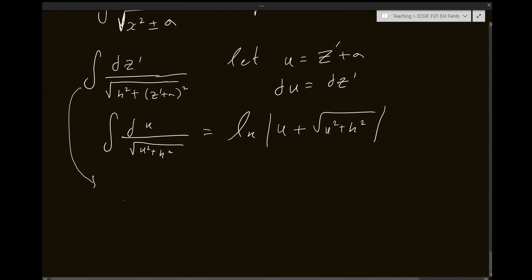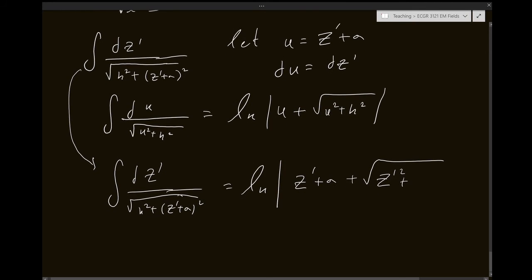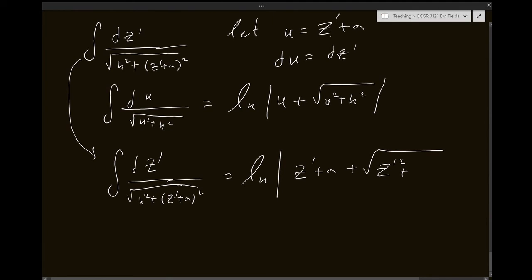Going back to this integral, I want to now substitute back the values of u. So this is h squared plus z prime plus a squared. That's going to be ln of the absolute value of z prime plus a plus the square root of z prime squared. I'll just take u, which is z prime plus a, and expand it. It's going to become z prime squared plus 2az prime. Square the first term, square the second term, and then 2 times the first times the second, plus a squared plus h squared. Let me collect the constants together: h squared plus a squared as one constant.